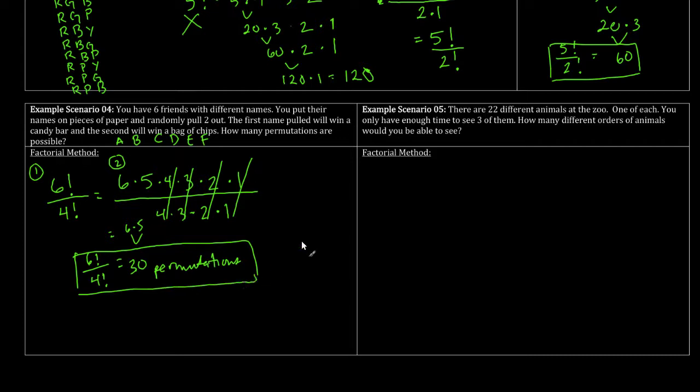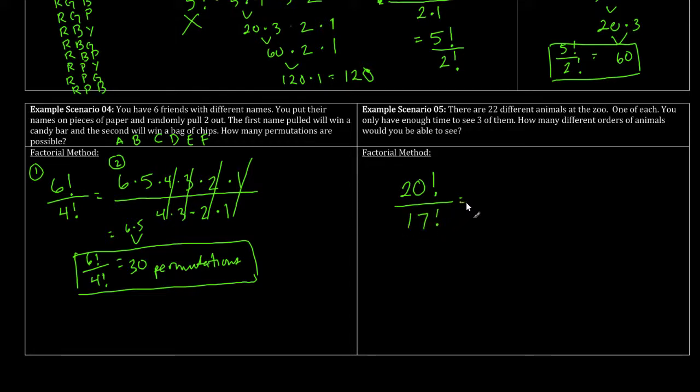All right. So there are 22 different animals at the zoo, 1 of each. So you have enough time to see 3 of them. How many different orders of animals would you be able to see? So remember that if we took a turn for every single animal, we'd have like 22 turns, so to speak. But we only have time to see 3. So you want to take away the last 19 turns.